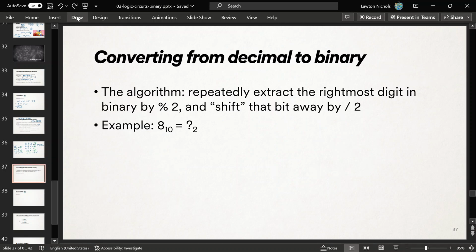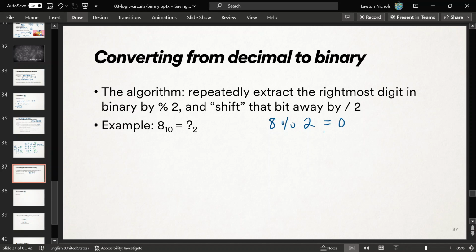All right? So here it is. This is the secret. Just do this pattern again. Just change 10 to 2. You extract digits with mod 2. You shift away, cross off bits with divide by 2, and throw away remainder. All right? So let's convert 8 in decimal to something in binary. Here's the trick. It's just, all right, what's the rightmost bit of 8 in binary? I'm going to do mod 2. I'm going to get the remainder after dividing by 2. It goes in cleanly with 0 left over. So the rightmost digit of 8 is a 0 in binary.